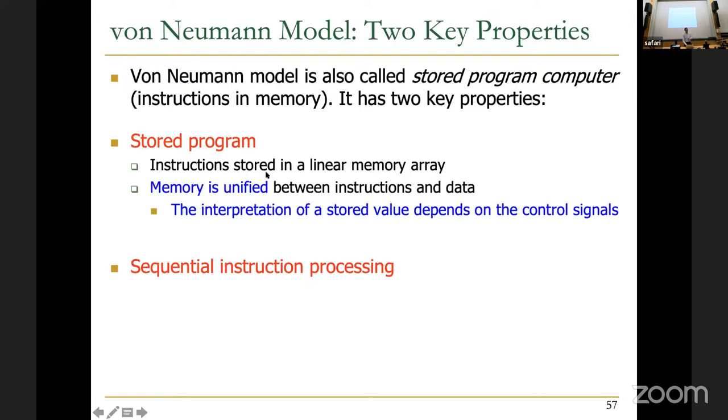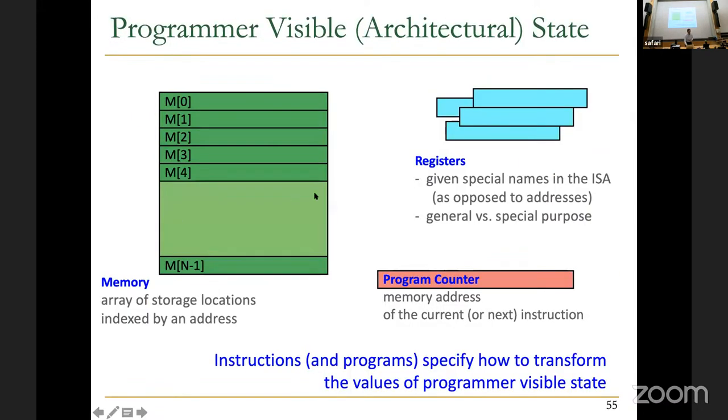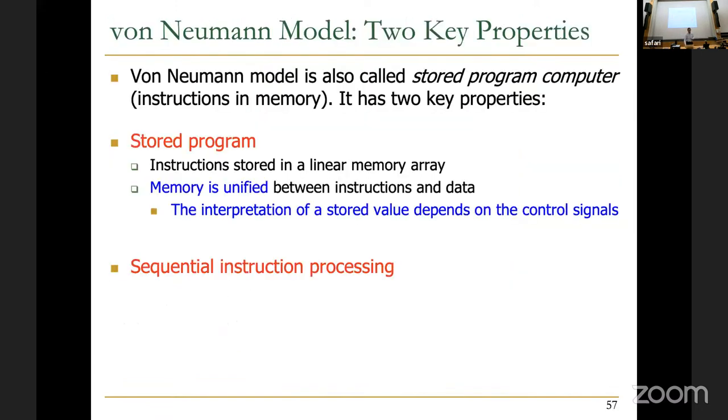It's interesting. Instructions are stored in a linear memory array, essentially. So you have this memory, right? So let's go back to this memory over here. Part of this memory contains a program also. So a program is there, data is there. So how do you distinguish between them? Memory is unified between instruction and data. How do you distinguish between them? It is determined based on where the control unit is. If the control unit is using the program counter to access memory, you interpret that location as the bits of an instruction. Basically, the value at that memory location is interpreted as an instruction.